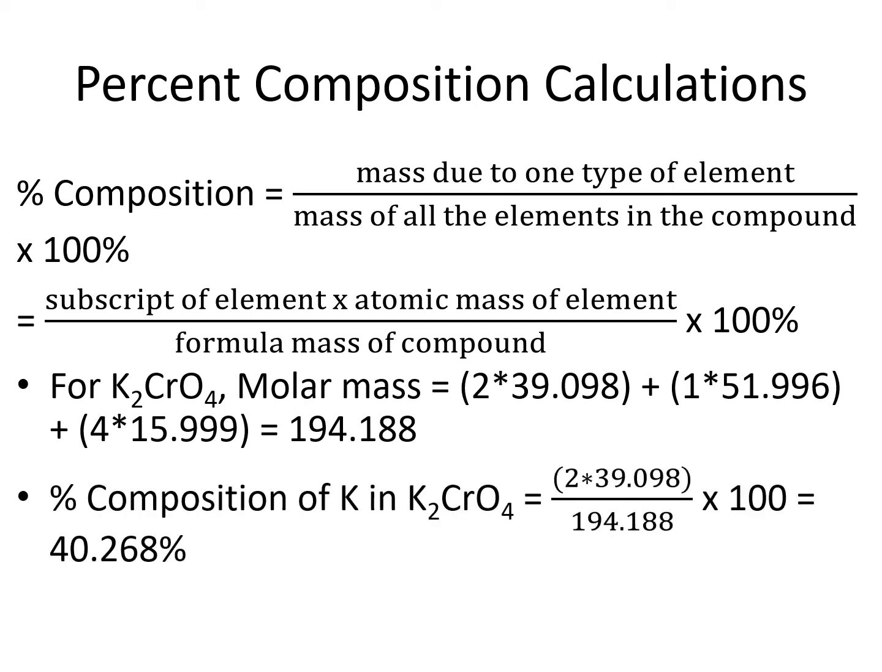Then we just want on top the part that's due to the potassium. The part that's due to the potassium is 2 times the mass of a single potassium atom. Our calculation becomes 2 times 39.098 divided by our 194.188 times 100, which gives us 40.268%. We could do the same type of calculation to find the percent of chromium in potassium chromate or the percent of oxygen in potassium chromate. We'd have something different on the top, but the 194.188 would be the same on the bottom any time that we have potassium chromate.